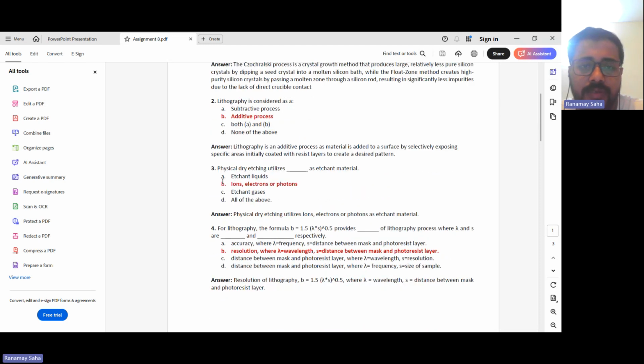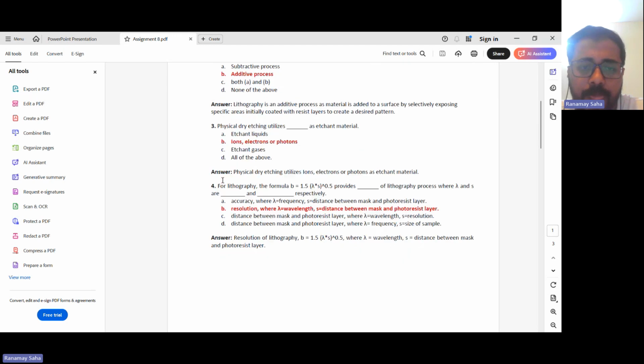The next question was about a physical dry etching process. So you know how physical dry etching happens. It happens by bombardment of ions, electrons, and photons onto the substrate surface, right? There is nothing about etchant liquids or etchant gases. So option B was the correct option here.